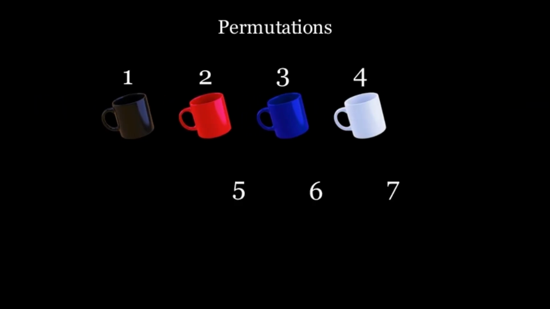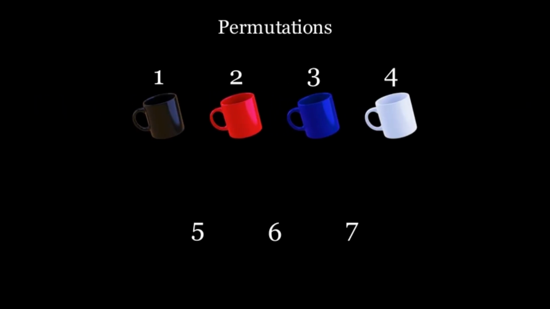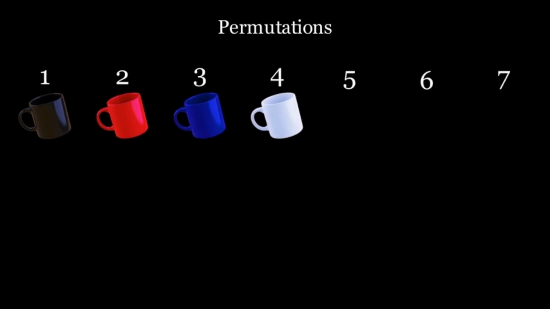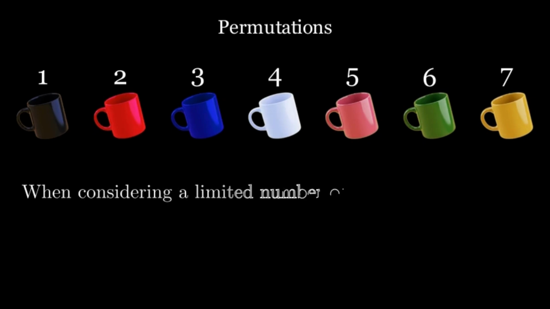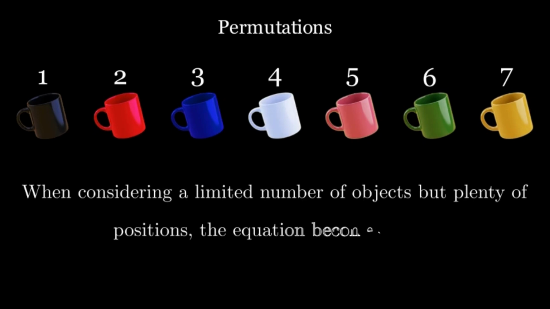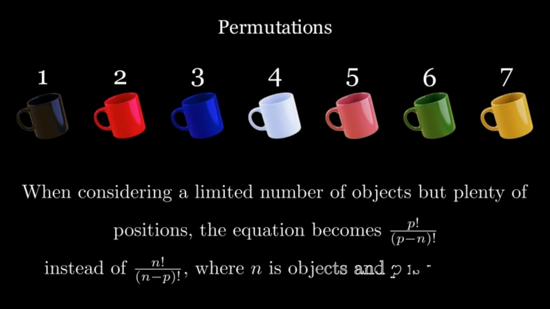Let's remove 3 of the mugs and set the remaining positions to the side. We can rotate through the positions just like we did the mugs. So, in a way, we invert the entire equation. The mugs take the role of positions, and the positions behave like the objects themselves. So now we can conclude that the equation for the circumstance where there are more positions than there are mugs becomes positions factorial over positions minus objects factorial.